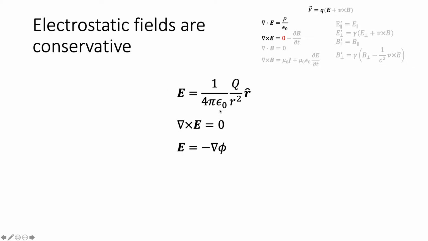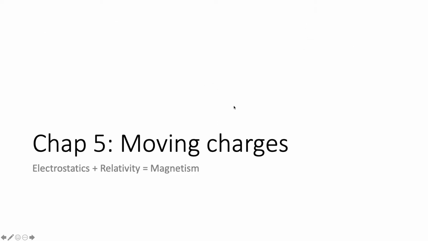This can be verified because we know the form of the electrostatic fields, and then we take the curl, we realize it's zero, so that implies that the electric field can be written as the gradient of some scalar function, and this is known as the potential. We'll see later that this curl of E breaks down in the context of time-varying magnetic fields. So let's move on to moving charges. Electrostatics plus relativity gives you electromagnetism.